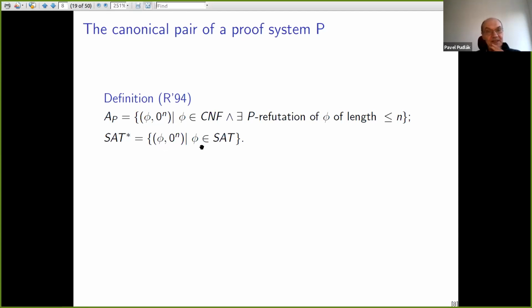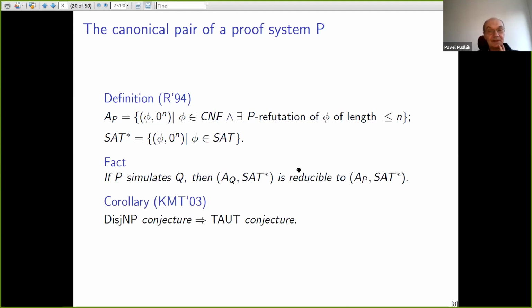And the second set is basically SAT, but we need something that looks similar to the first set, so we also use padding, but it is just a padding that does nothing. So this pair somehow captures the strength of the proof system. Because if P simulates Q, then the pair corresponding to Q is polynomially reducible to the pair corresponding to P. This is very easy to prove, and the corollary of this is that the conjecture about disjoint NP pairs implies the conjecture about proof systems for propositional tautologies.